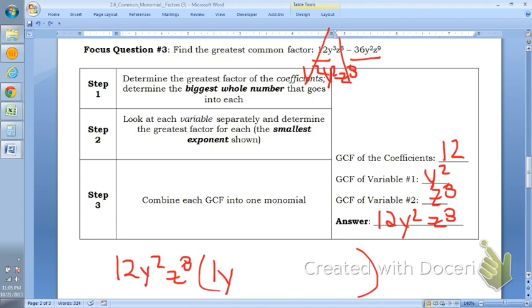Negative 36y squared z to the 9th divided by the greatest common factor that we determined was 12y squared z to the 8th is negative 36 over 12, which equals negative 3. Y to the second over y to the second, those cancel out. Z to the 9th over z to the 8th is just z. So there's your greatest common factor and its factor pair, or what you would have to multiply to get the original polynomial.